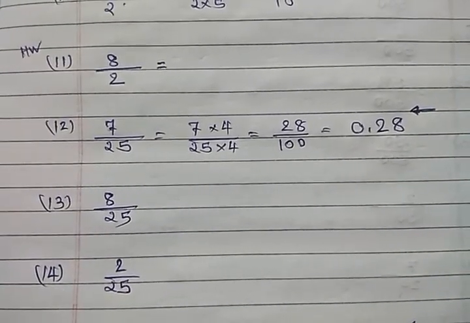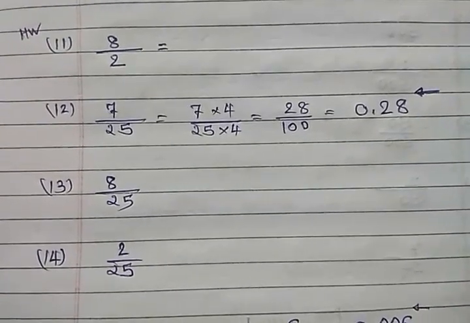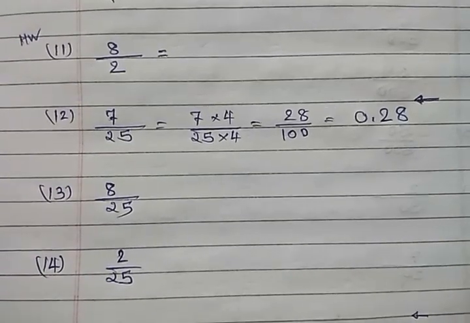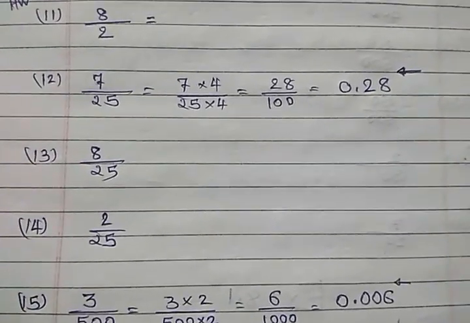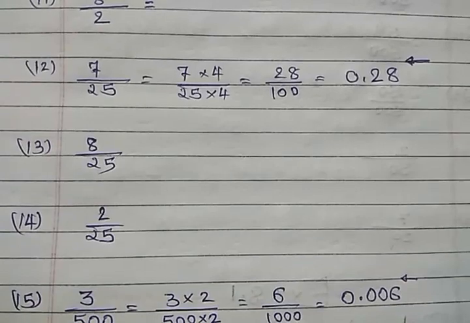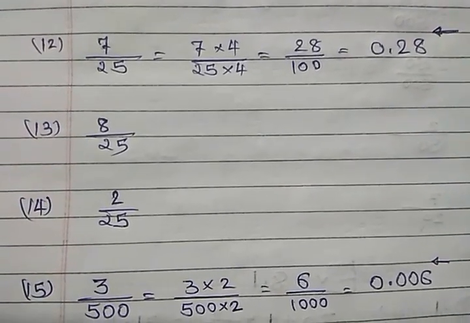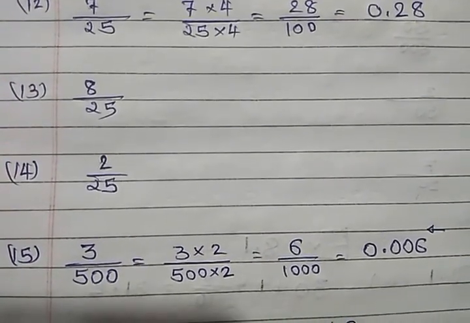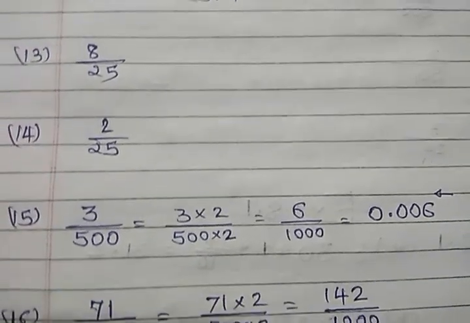2 decimals you have to cut from right to left. Every time you put the arrow, you should remember that we have to cut the decimal from right to left, not left to right. Please remember. Then 8 upon 25, 2 upon 25, it is in homework.